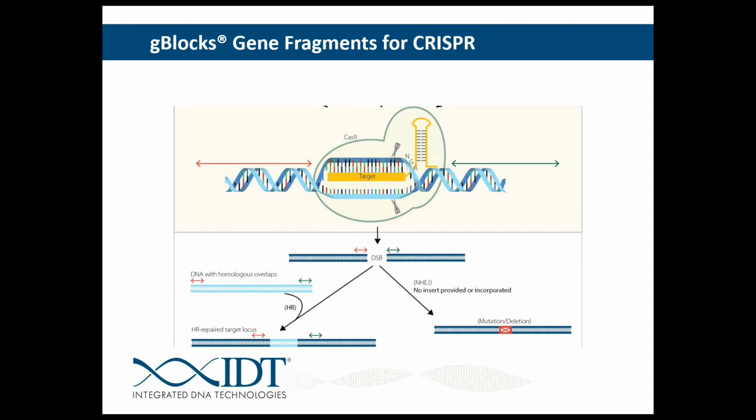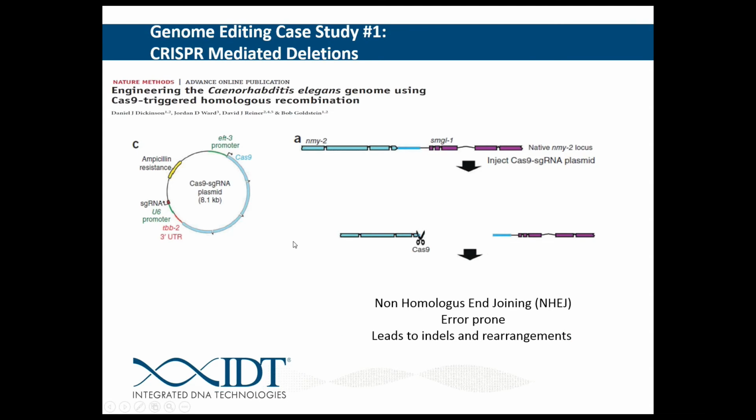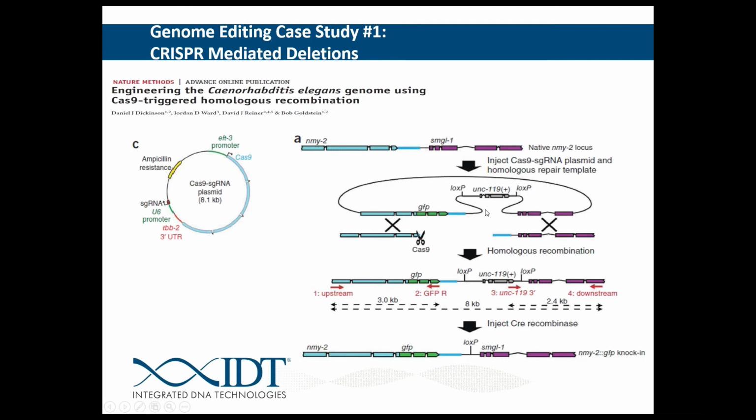This was something that was first shown about a year ago by Daniel Dickinson and his colleagues. This is published in Nature Methods, and they were working in C. elegans here. They used a Cas9 system to create a double-stranded break, and they also inserted a plasmid that had these homology arms. I believe in this particular paper they used homology arms that were around 600 base pairs in length. These homology arms efficiently recombined and inserted an element in the double-stranded break site.